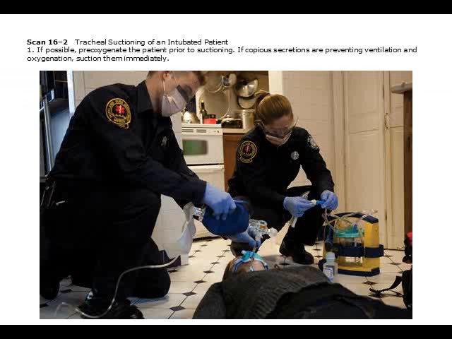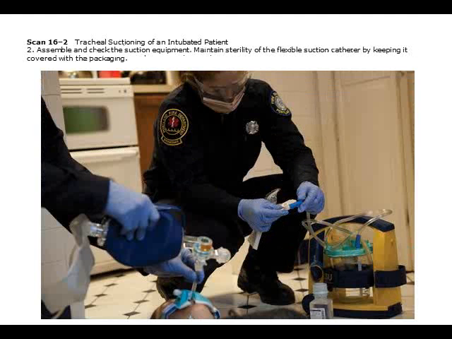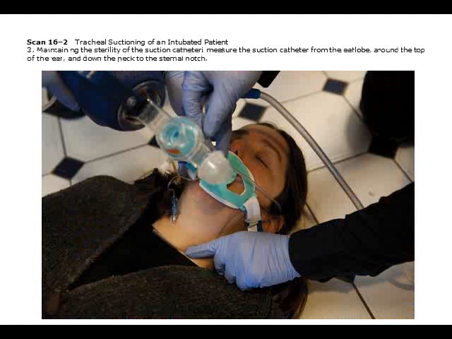So suctioning this tracheal tube, or you could extend this, I guess, for the tracheostomy. If possible, pre-oxygenate your patient and give them the added bonus of oxygen, so just in case they're going to be a few seconds without being able to get a breath, we kind of stack the deck for them. Assemble your devices. She's putting together the flexible suction catheter. You can see the whistle right there by her right hand.